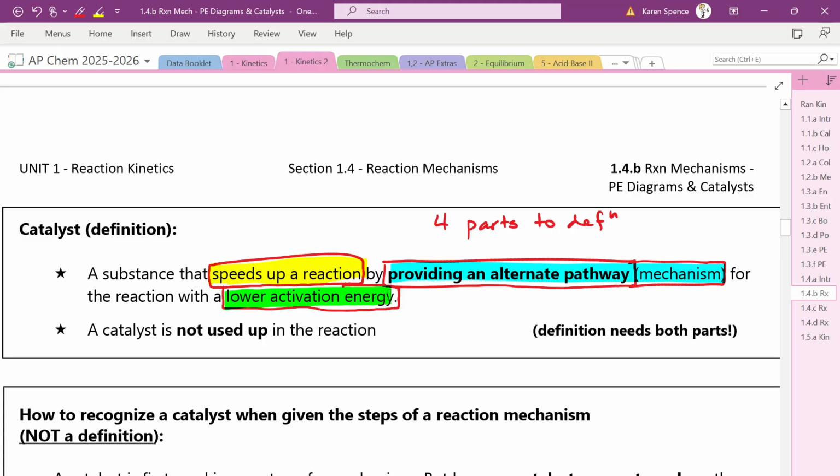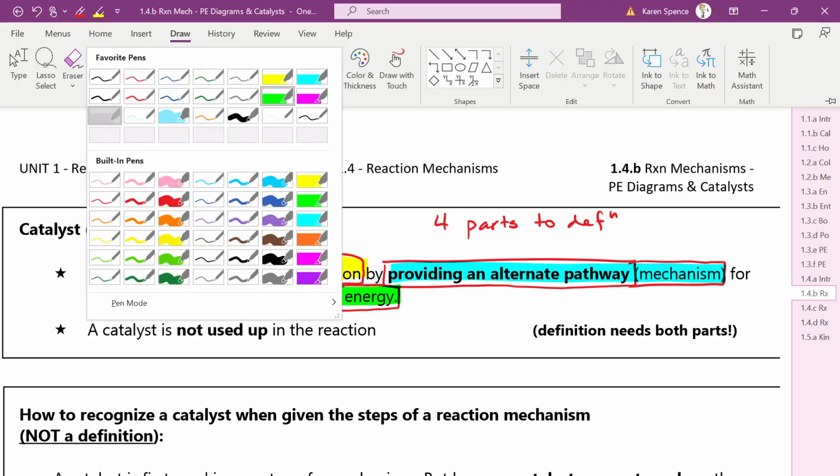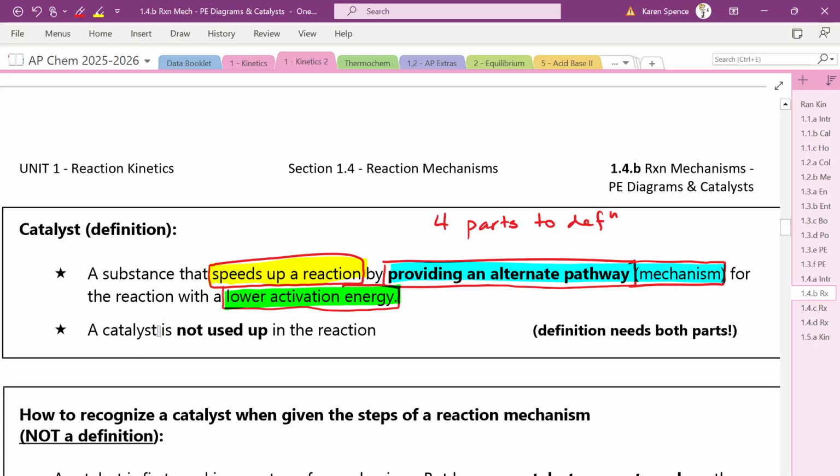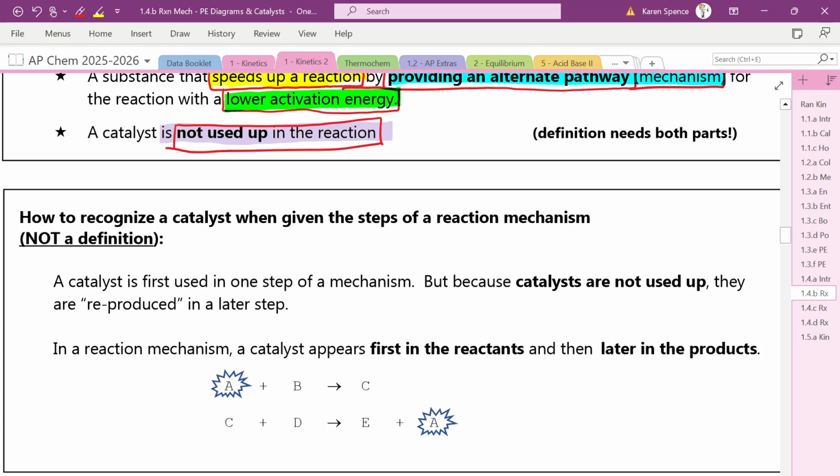And you should also mention that a catalyst is not used up in the reaction. So this could easily be a 2-mark question with each of those points being worth 1/2 of a mark each, okay? How to recognize a catalyst in a reaction mechanism?